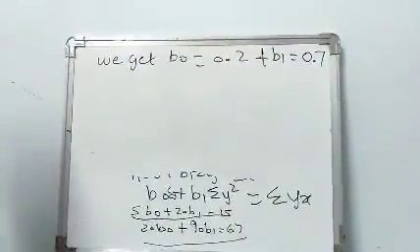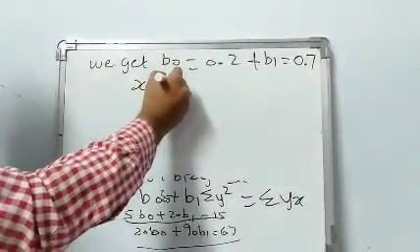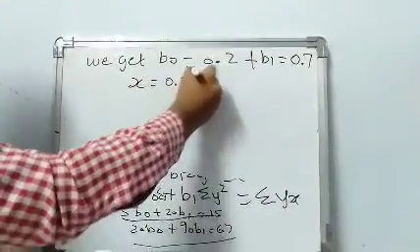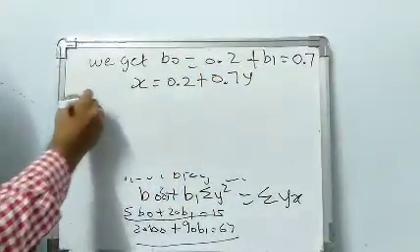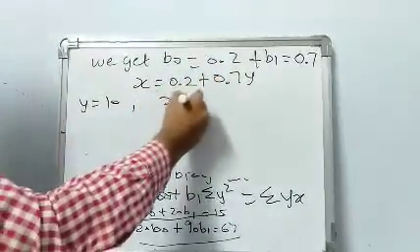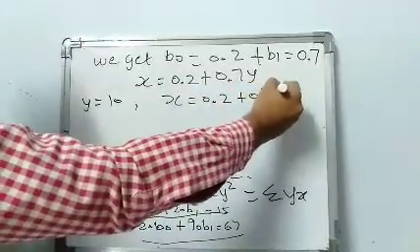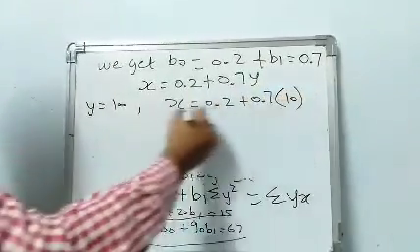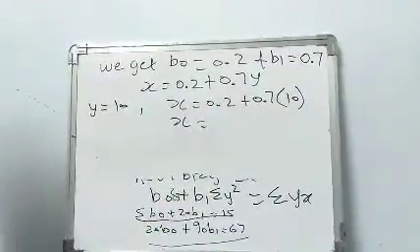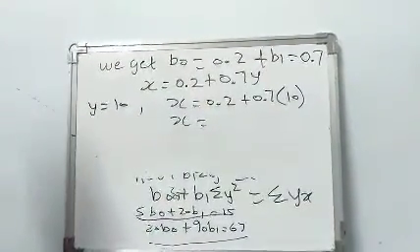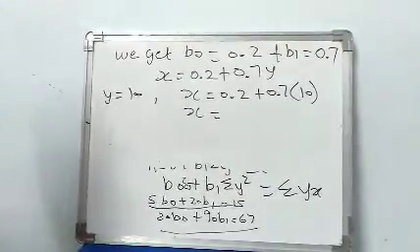So substituting the values in the regression equation, we get x equals 0.2 plus 0.7y, and when y is equal to 10, then x is equal to 0.2 plus 0.7 into 10. So x is equal to 7.2.